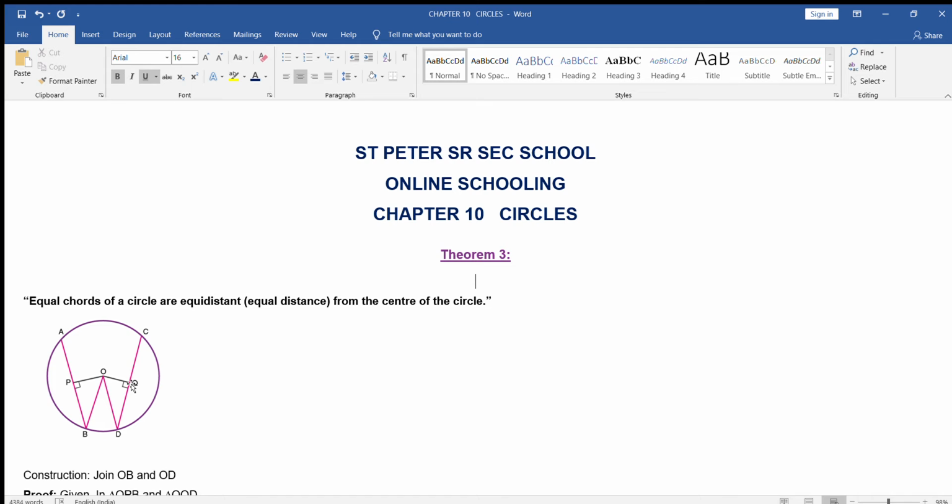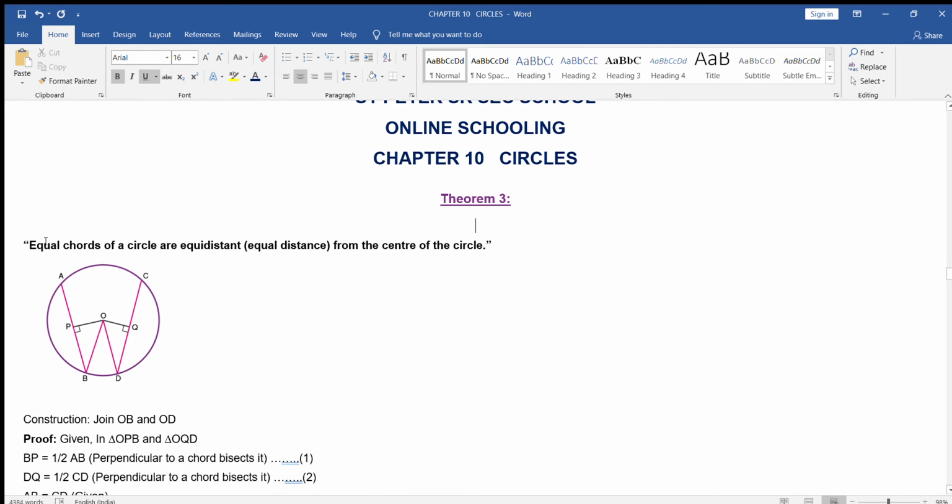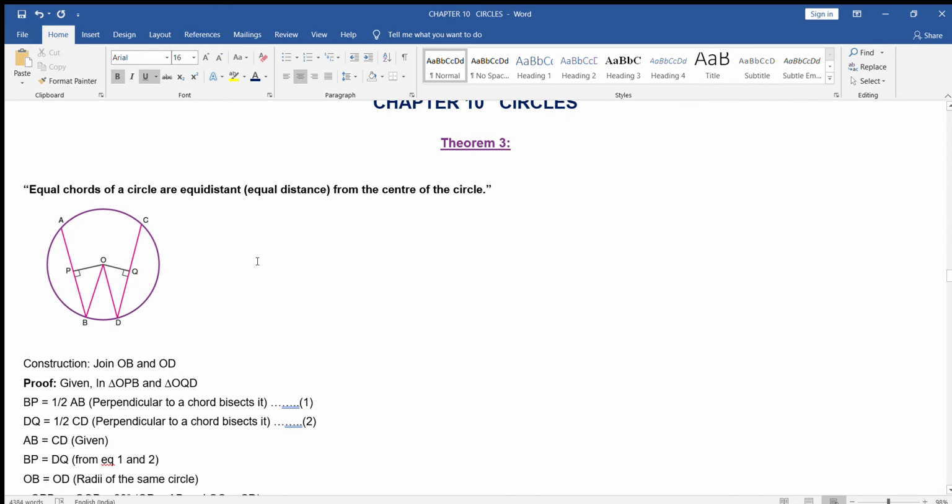So what is our third theorem? Just have a look here, all of you. Our third theorem is: equal chords of a circle are equidistant. Equidistant means at equal distance from the center of the circle. Meaning, in a circle, if two chords are of equal length, we need to prove that they are at equal distance. If this is a given circle and AB and CD are equal, we need to prove that OP is equal to OQ.